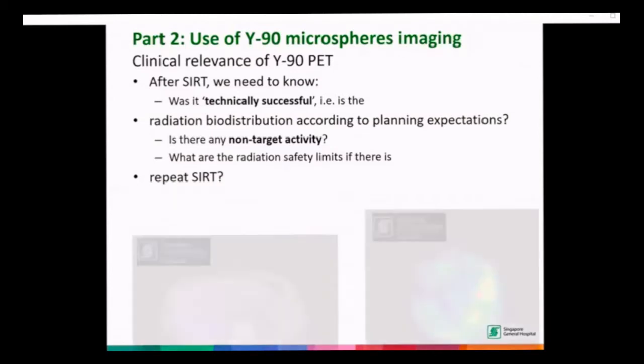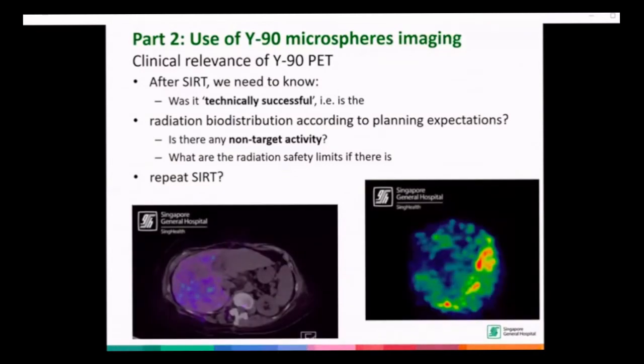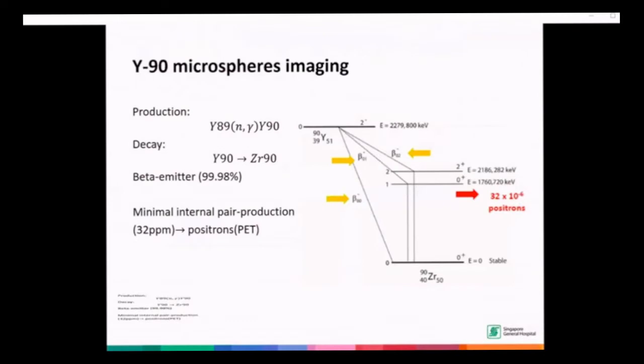Is the radiation biodistribution according to planned expectations, or is there any non-target activity, location of yttrium 90 in non-target areas? What are the radiation safety limits if there are, and whether there's a need to do a repeat SIRT. So these are images obtained from Singapore General Hospital. We have been using yttrium 90 SIRT for unresectable HCC for more than 10 years.